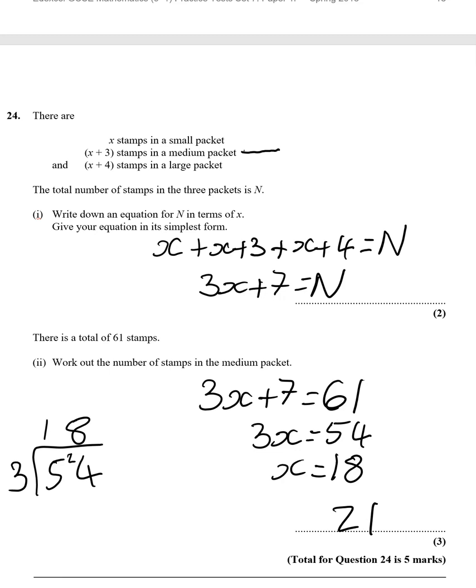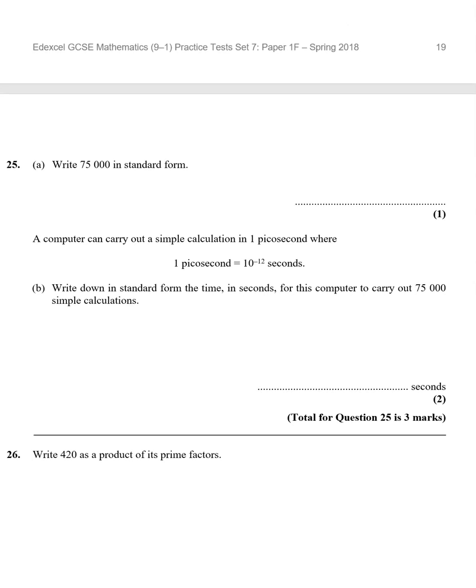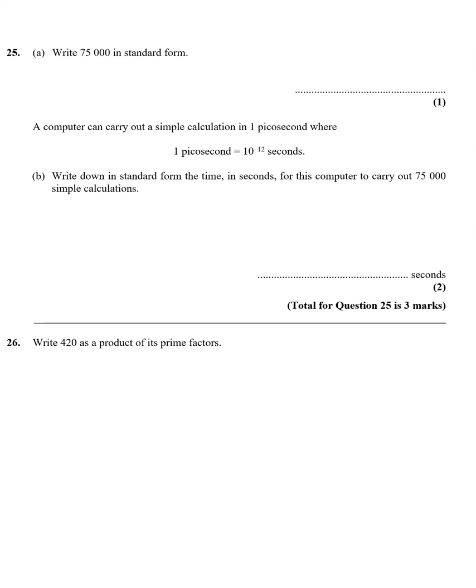Okay. Now, a couple more questions. Nearly there. Right, 75,000 in standard form. 7.5. So our decimal point has gone 1, 2, 3, 4. Times 10 to the 4.